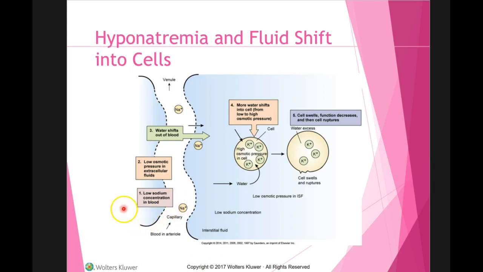This just shows the shifts of fluid into the cell. So you have that low sodium concentration in the blood, which means there's a low osmotic pressure in the extracellular fluid. So the fluid gets sucked right into the cell where that osmotic pressure is higher. So the water has a higher affinity for inside the cell. And then as a result, those cells swell. If it gets too severe, the cells can also rupture.